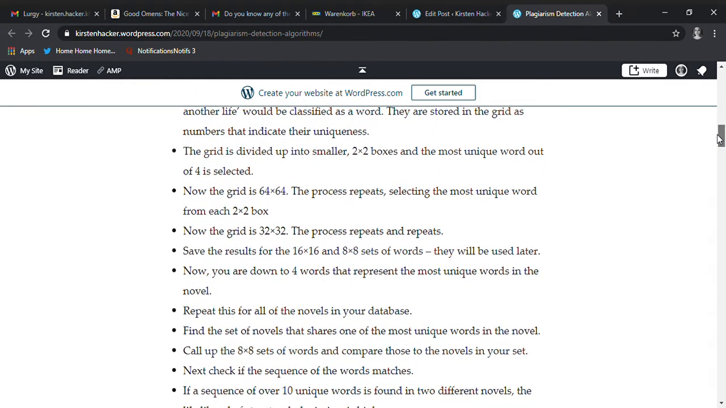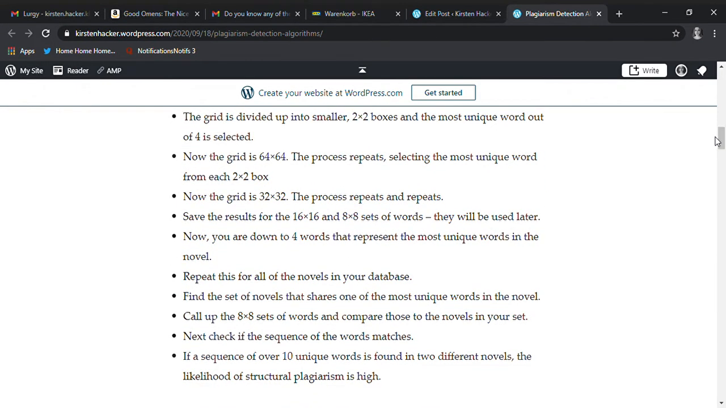And then the grid would be divided up into smaller 2 by 2 boxes, and the most unique word out of 4 would be selected. So this would preserve the spatial arrangement of the words within the novel, and as you compress it, this is a sort of text compression algorithm to identify the locations of the most unique words in a novel in real space.